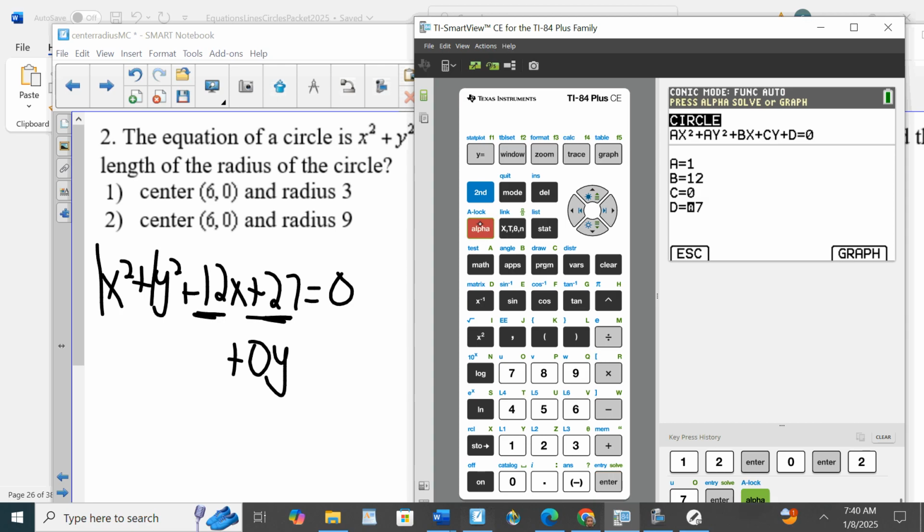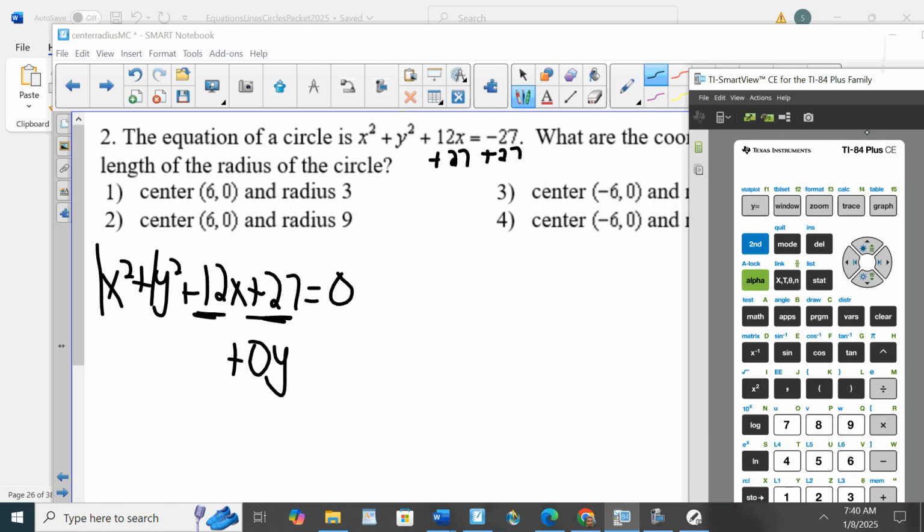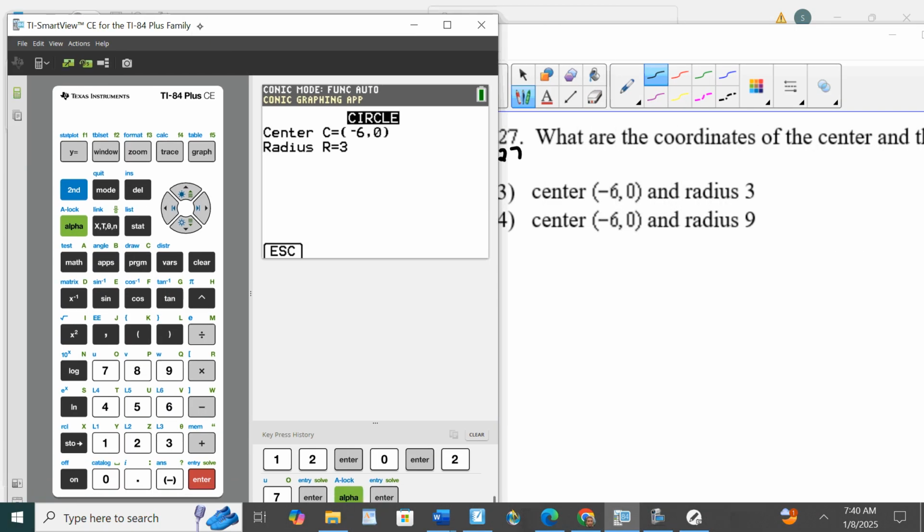Alpha, enter. Center is negative 6, 0. Radius is 3. That is choice number 3.